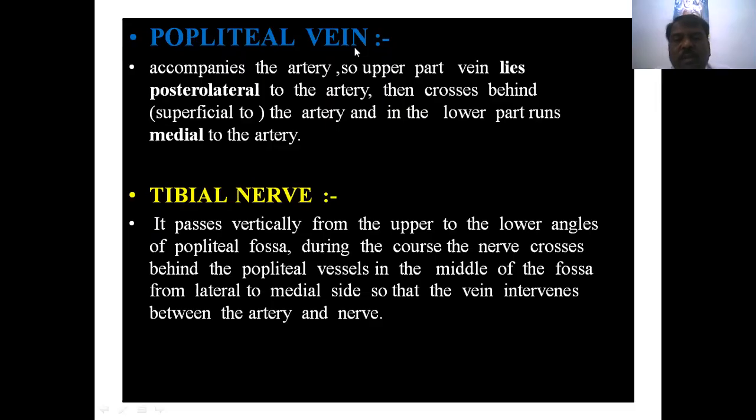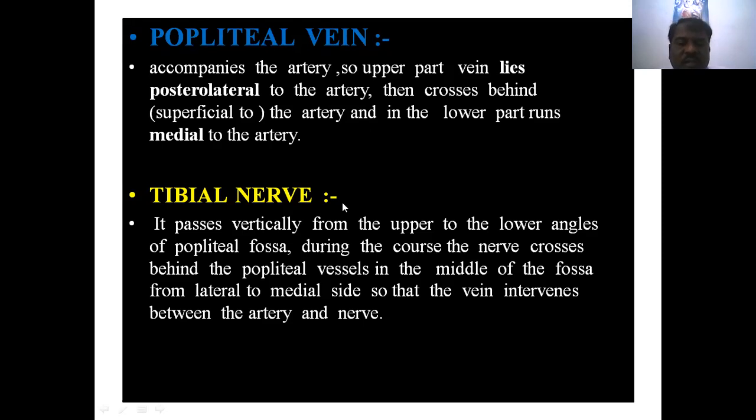Next is the popliteal vein. This popliteal vein is the continuation of the dorsal venous arch, that is the anterior and posterior tibial veins continue and then form the popliteal vein in the popliteal fossa.